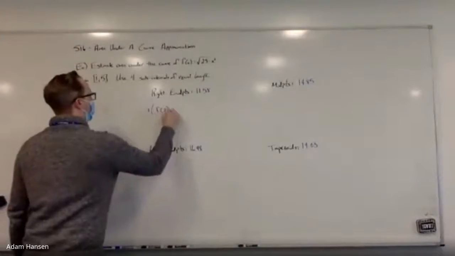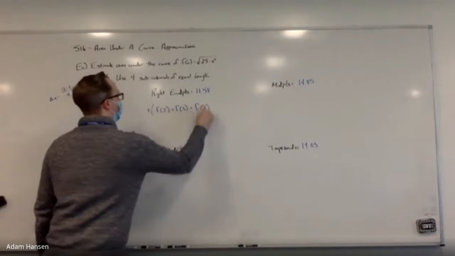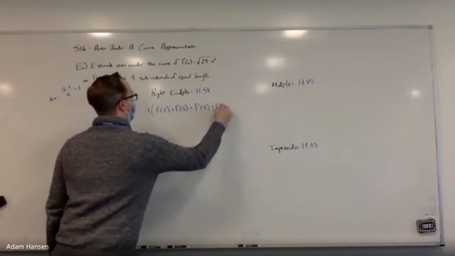It's on the right-hand side, yeah. So f of 2 plus f of 3, f of 4, f of 5.